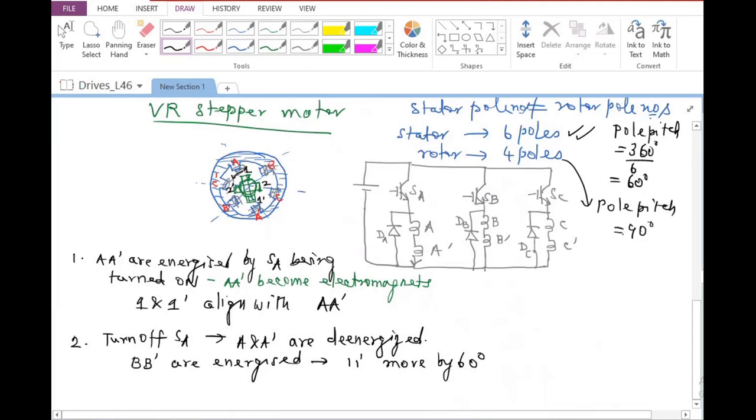So there are two options. Either 2 and 2 dash can move counterclockwise by 30 degrees, or 1 and 1 dash move by 60 degrees in the clockwise direction. So there are two options when you energize B and B dash after A and A dash.